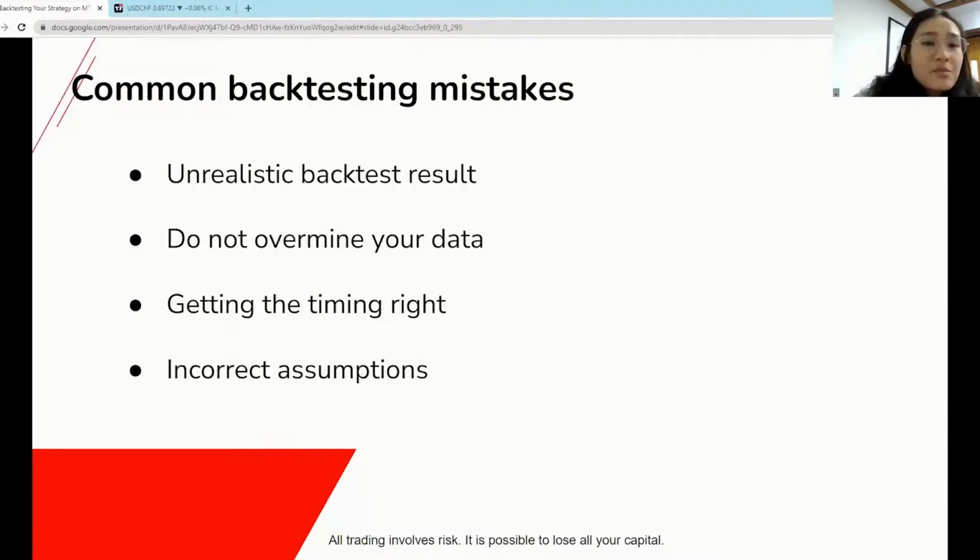Next, getting the timing right. As I mentioned earlier, volatility is a big thing that could affect your results. So it's important to get the timing right for your execution of your trades. And lastly, incorrect assumptions. Based off of the results of your backtesting of your trading strategy, you make a certain number of assumptions off of those results, and not based off of whether you think that it's right or wrong.